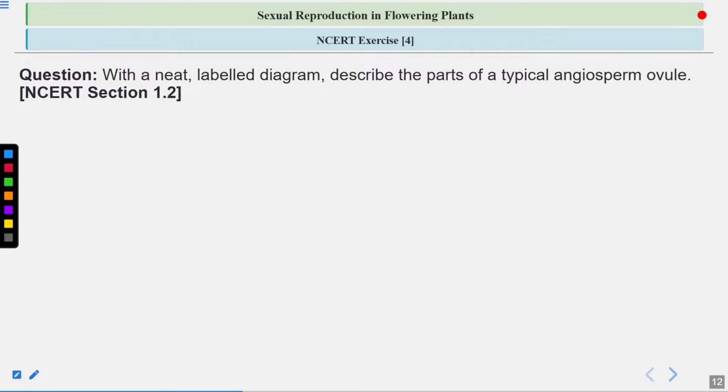Next question is here. With a neat labelled diagram, describe the parts of a typical angiosperm ovule. Okay. So, this is a total question, that is you have to make a diagram, right? So, diagram of ovule. So, this question is again from the 1.2 section.